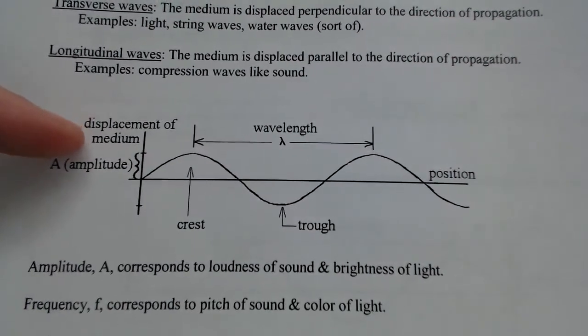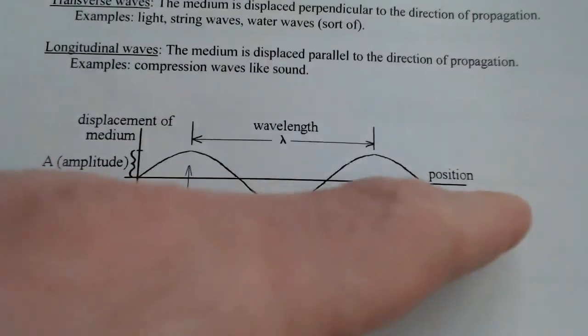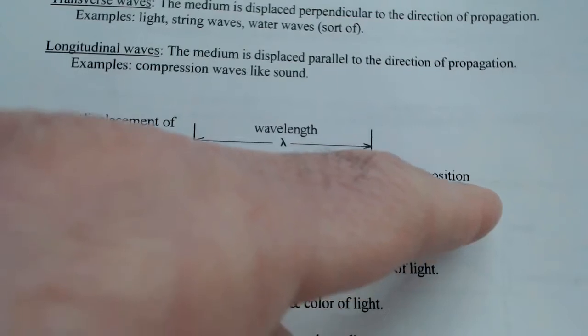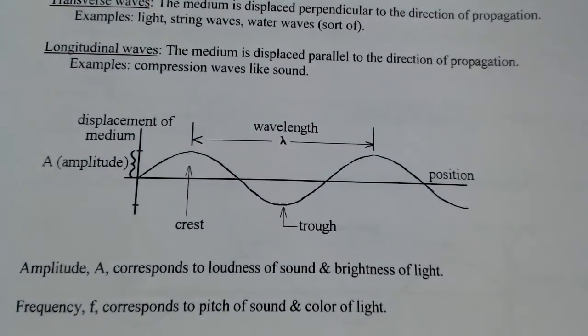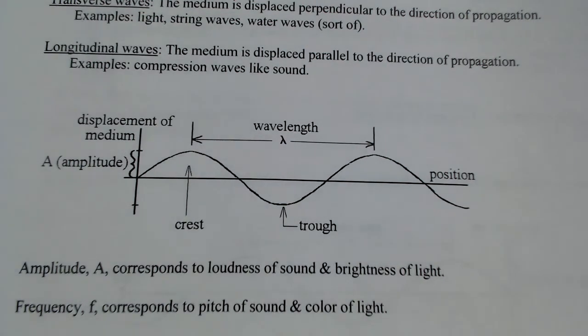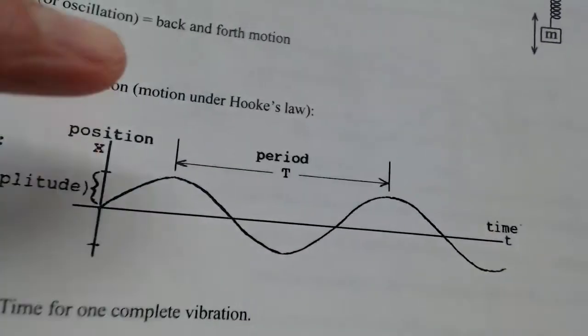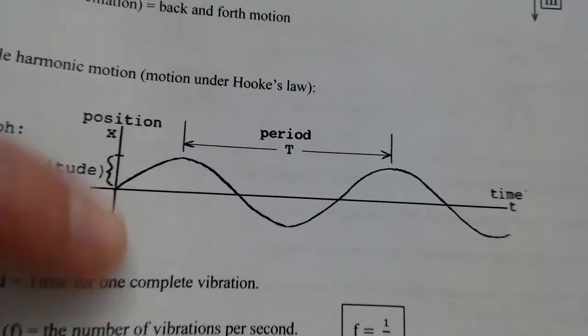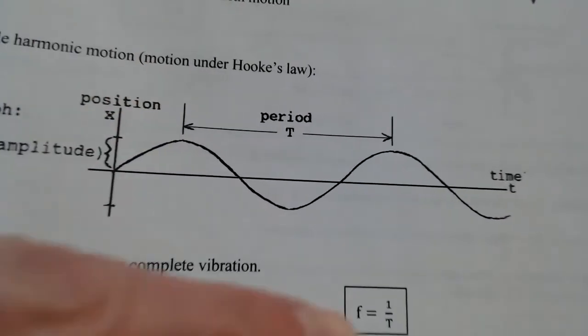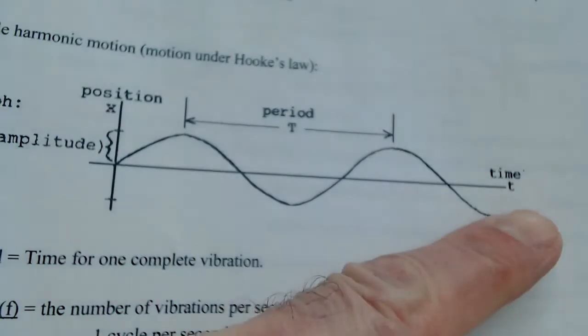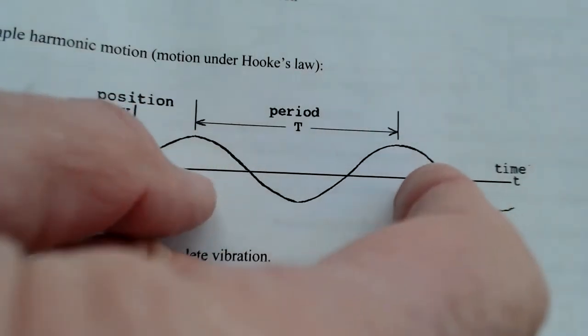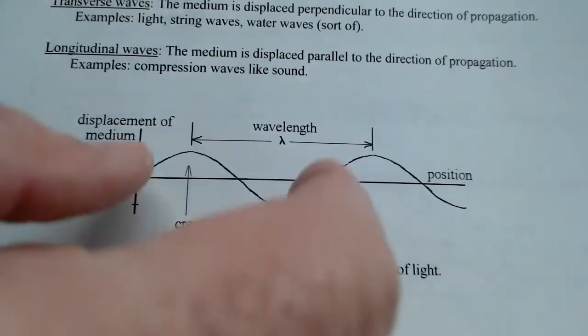Displacement of the medium on the vertical axis, your position in the medium this time. The graph on the previous page had time on the horizontal axis. Actually, I have another copy of it right here. So this was page 32. How much the medium is displaced as time goes by. From there to there was the period.